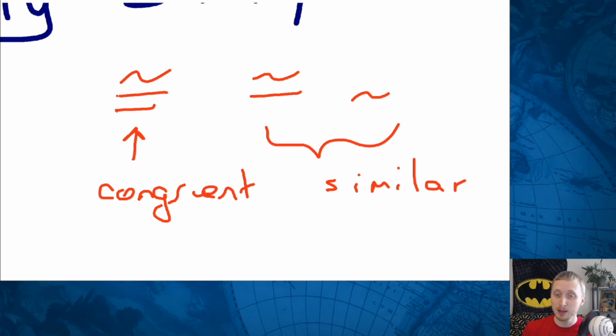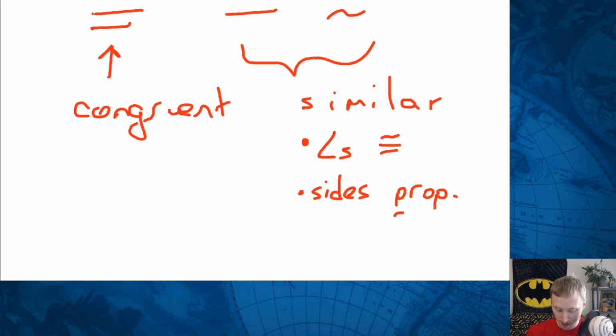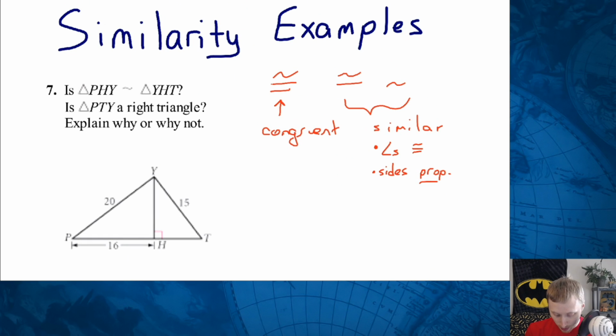And that means it's the same shape, but a different size. So the angles are going to match. Right? The angles will be congruent. The sides are not. The sides are going to be proportional. That means you can set up a ratio between two sides and set up another ratio between another two sides, and you get the same thing. That is what you are looking for to determine if the triangles are similar.